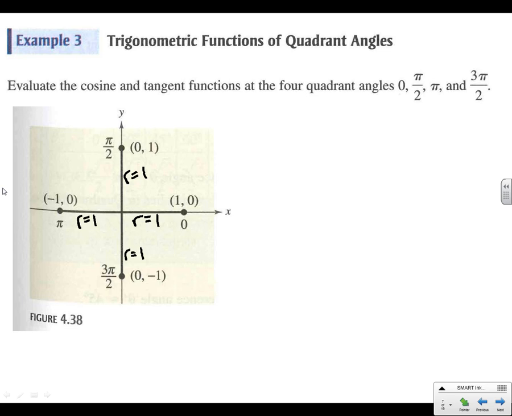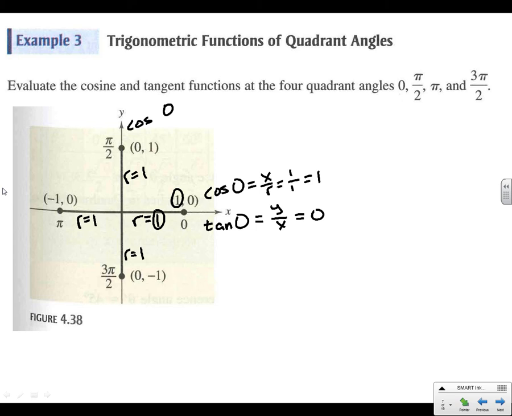All right, so cosine and tan is what we need to be able to do. Cosine of 0 equals x over r, 1 over 1, which is just 1. Tan theta, we know, is y over x, which is 0 over 1, or just 0. So we'll spin all the way around. Cosine up here is x over r, which is 0 over 1. Tangent is going to be undefined because it's 1 over 0.